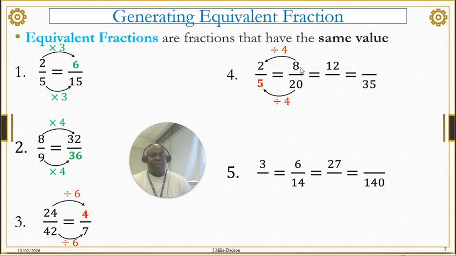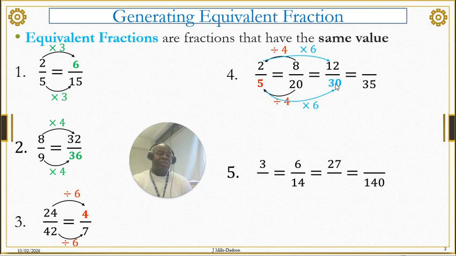Now you realize that we cannot just easily move from 8 to 12. So we choose a number that we can easily multiply 2 by to get to 12. So 2 times 6 is 12. So it's easy to move from 2 to 12 than 8 to 12. And do the same, 5 times 6, that gives us 30.